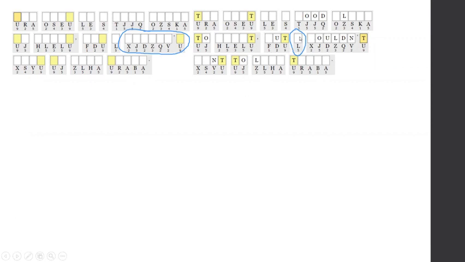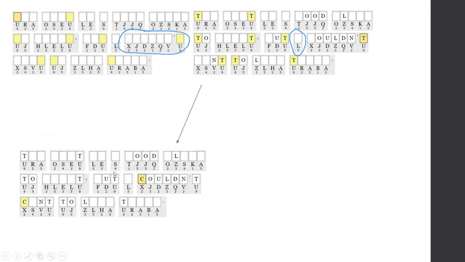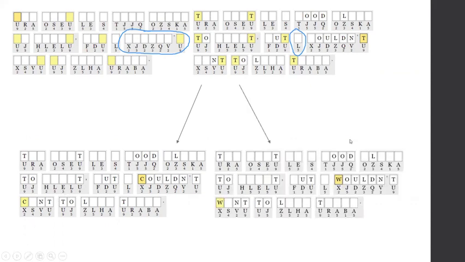Also, something that might help if you're trying to figure out if this word is "wouldn't" or "couldn't" is to just try them out. If you try putting a C there, you find that this doesn't work because C blank NT is not an English word, or not common. So it's not going to be "couldn't." Your only other possibility is "wouldn't," so it is "wouldn't." And this makes sense because you can have "wouldn't want to," and so on.